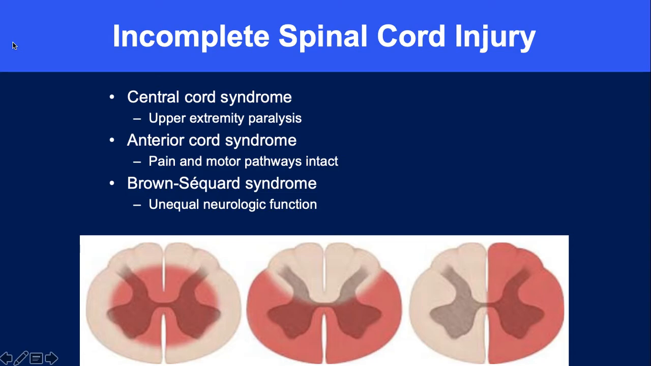You can see there's the anterior cord syndrome, like I mentioned before. The pain and motor pathways are intact, but because it's that area of the cord that controls the light touch, they can't feel the light touch aspect of it. And the one on the very left, that's your cervical cord syndrome. Only the upper extremities are paralyzed, not the lower ones. So again, it's kind of odd presentations that we might miss in the field because we're not expecting these. We're expecting more the typical presentation of bilateral paralysis or weakness.